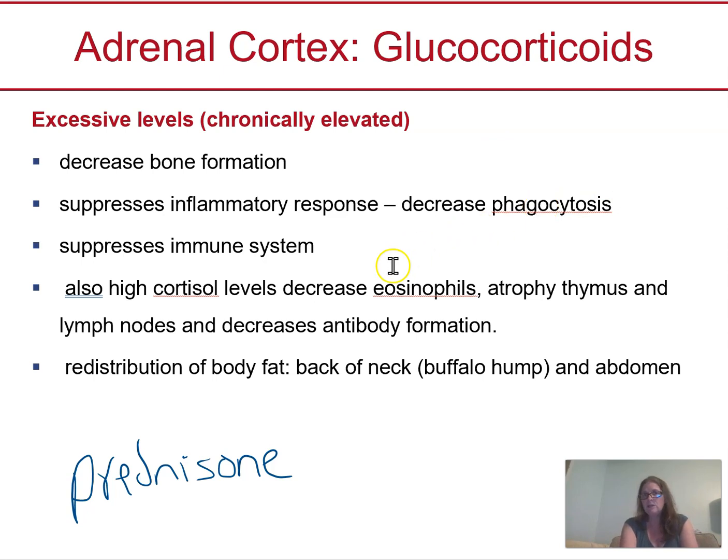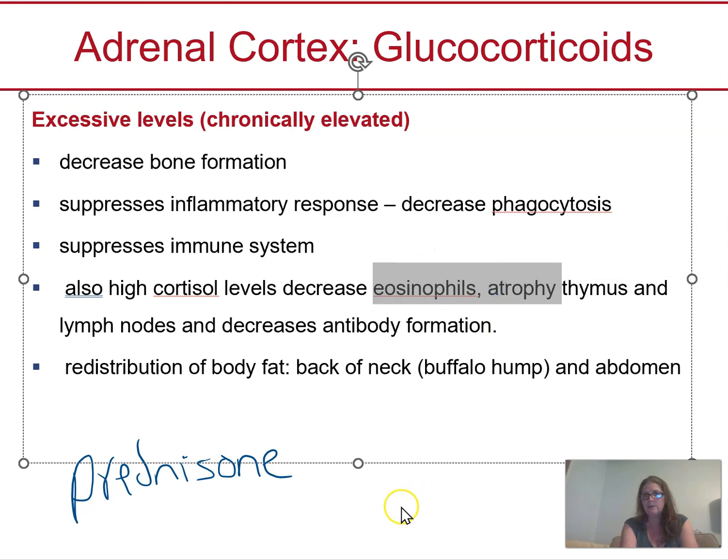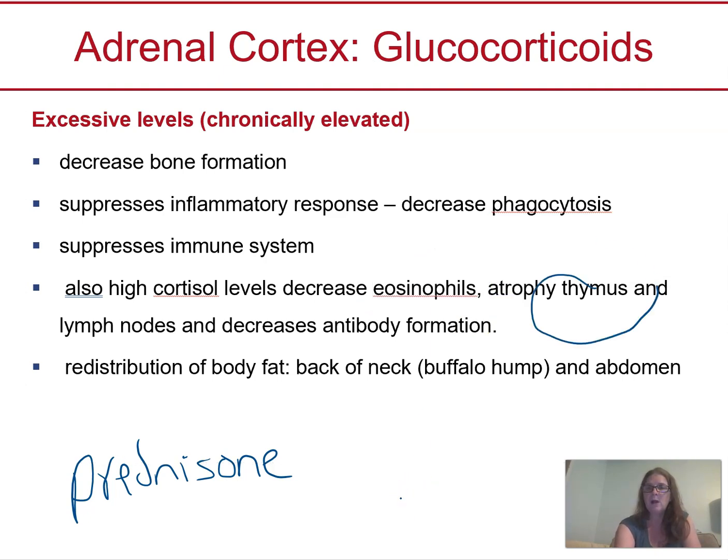High levels decrease white blood cells called eosinophils. Your thymus gland, we're coming up with that in a future lecture, but your thymus gland makes hormones. It's above your heart, and it trains your T lymphocytes. You've probably heard of your T cells, affects antibodies. And for some reason, it changes your body fat. It causes fat to form on the back of the neck, the belly. You get a lot of belly fat, and around the face.